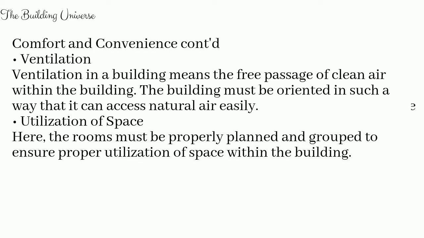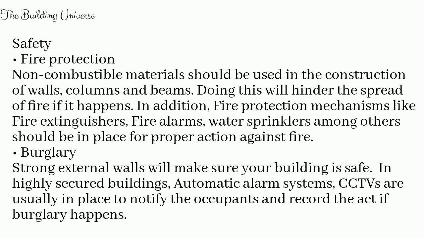Now let's go over to the second functional requirement of a building. That's safety. Our building must be safe. Safe against what? Safe against fire, against burglary, against flooding. We have a lot of concepts of safety. Against fire, you can ensure that the components of your building are built with non-combustible materials like concrete, your walls, your columns, your beams. And also you can put in fire defense mechanisms like water sprinklers, fire extinguishers, and fire alarm systems in case of emergency.